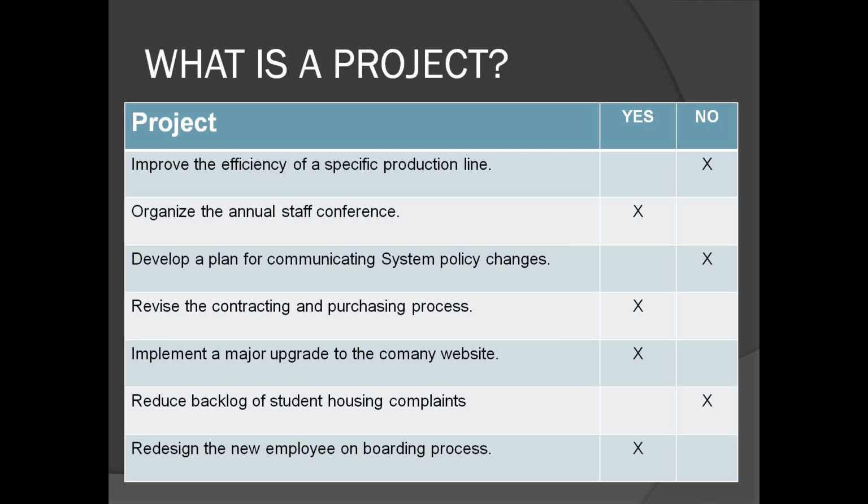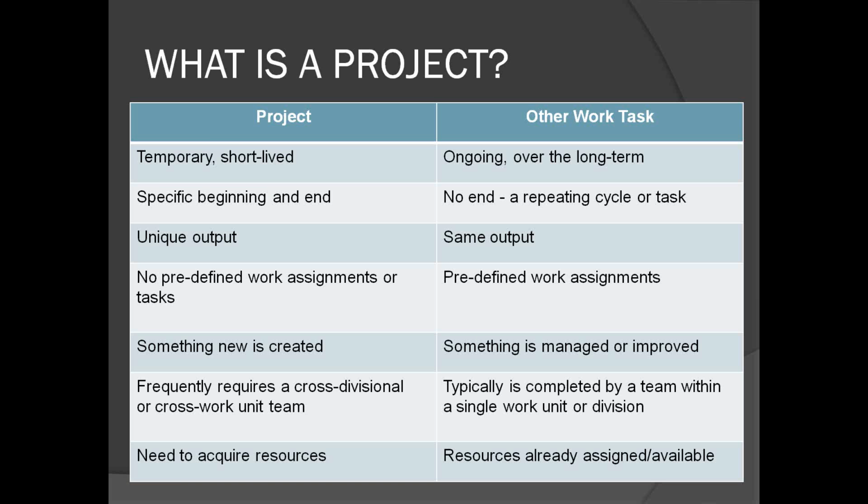And that is, I guess, the most important part of a project: you want to make sure what that end result is, and we'll talk about how that's defined or determined later. No predefined work assignments or tasks. It's nothing that's been set in stone. You start off with a blank slate and work your way forward towards an end. It's something new that's being created. It frequently requires cross-divisional or cross-work unit teams, which basically means you have a cross-functional team doing multiple things at once, coming together to whatever that end is, and you need to acquire resources in order to complete it.